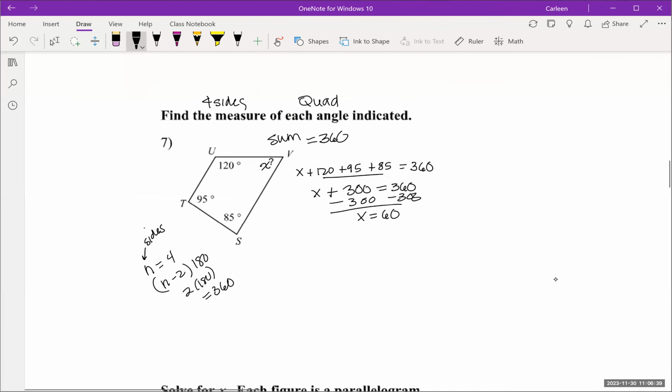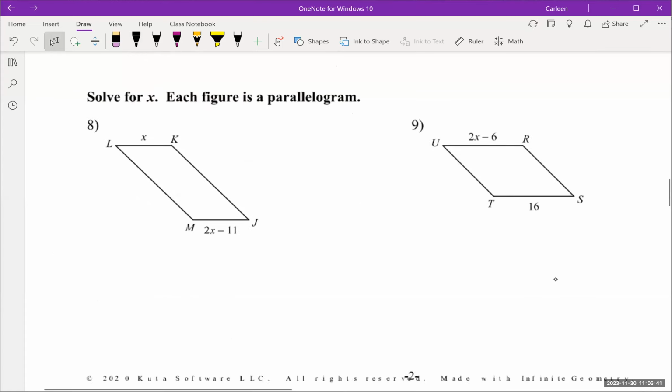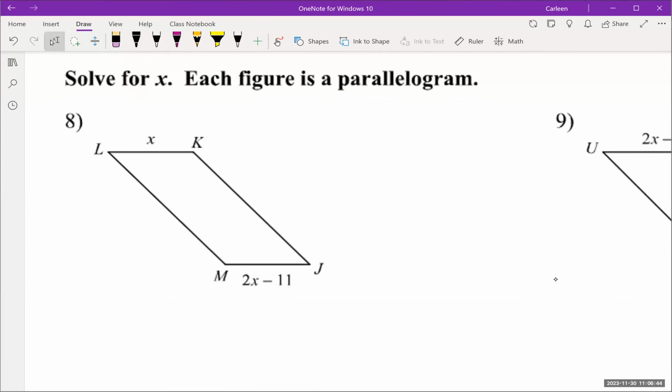Okay, take a look at this one. This is a parallelogram. We're going to write an equation with those two sides, and I'll be right back.